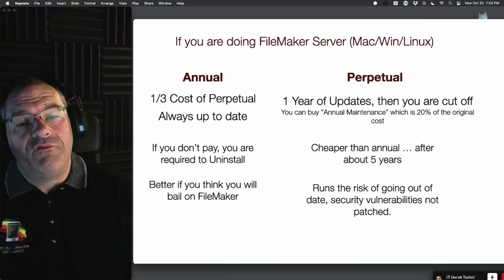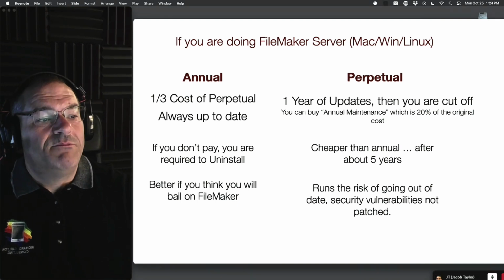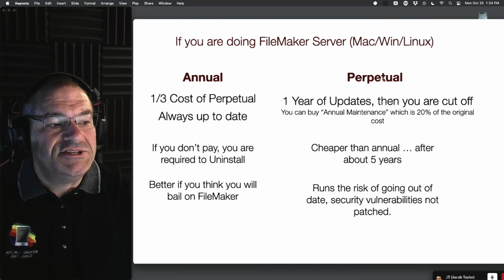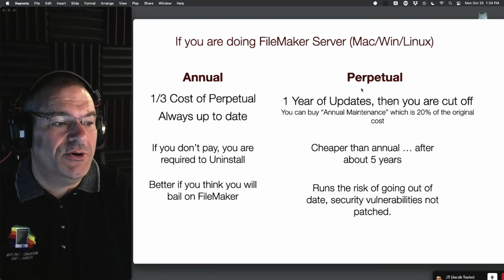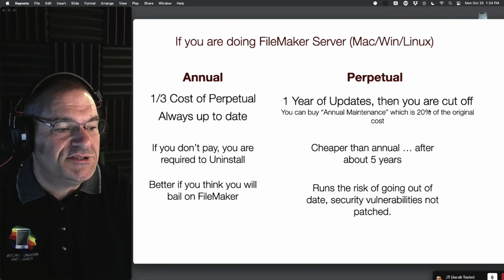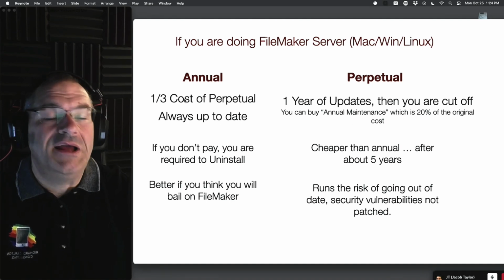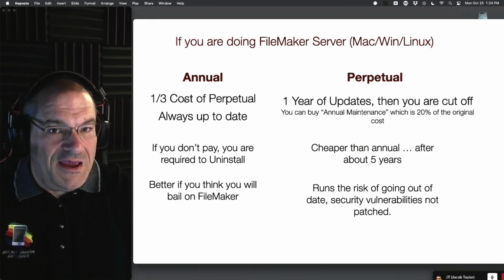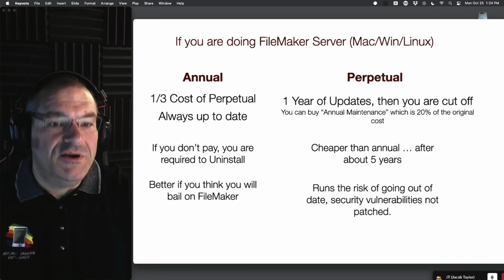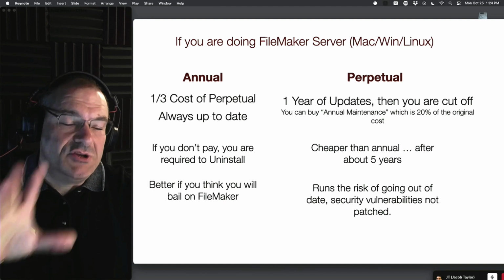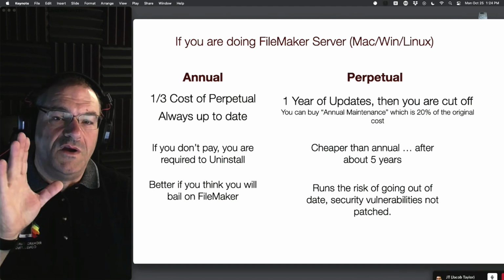It's cheaper up through about 4 or 5 years, because you can buy annual perpetual maintenance. It's 20% of the cost, right? So here's a full price, and you pay 20% annually after the first year to get your maintenance and updates. Here, it's 33.3% every year. So it's very budgetable. It's very manageable.